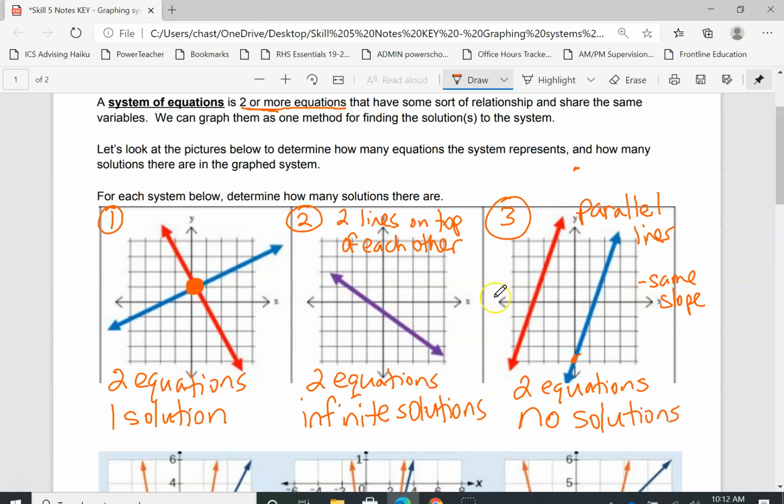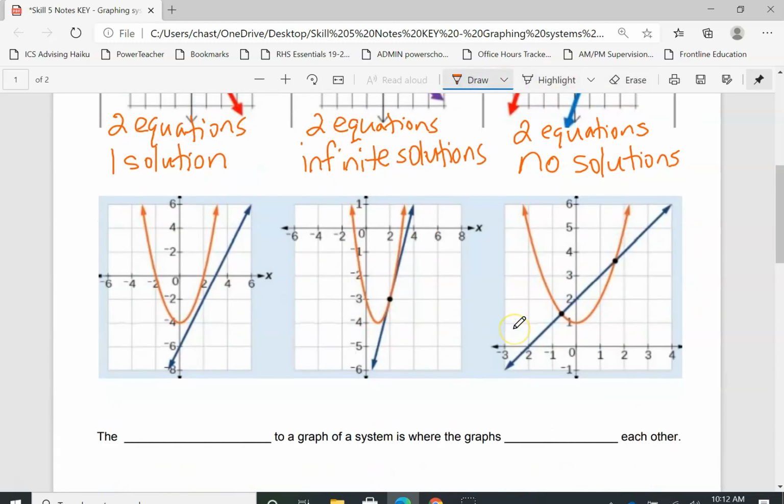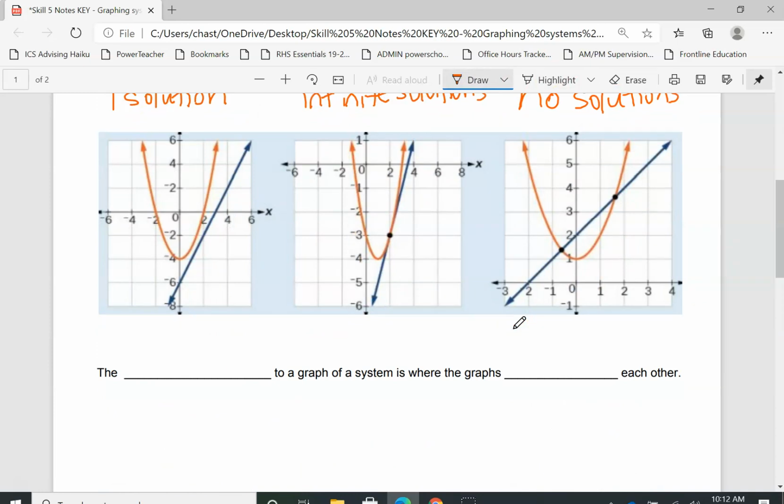All right, and those are the ones we'll primarily be working with, but I wanted to show you that systems don't have to just be lines. Systems can be other objects as well. So here I've got what happens when you try to cross a line with a parabola. In this example, the orange graph is the parabola, the blue graph is the line. So that means there's two equations, but no solutions, because they don't cross each other.